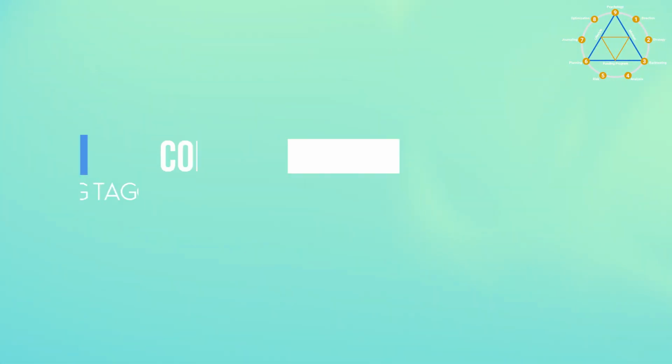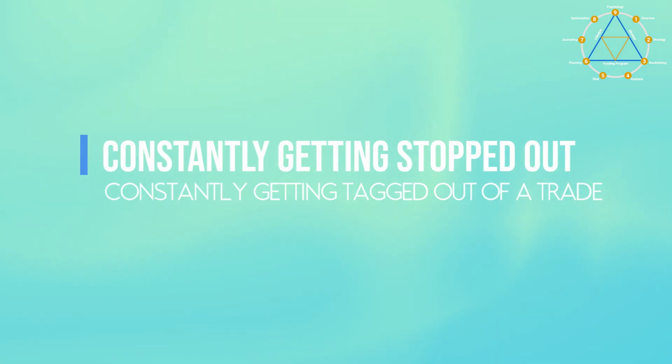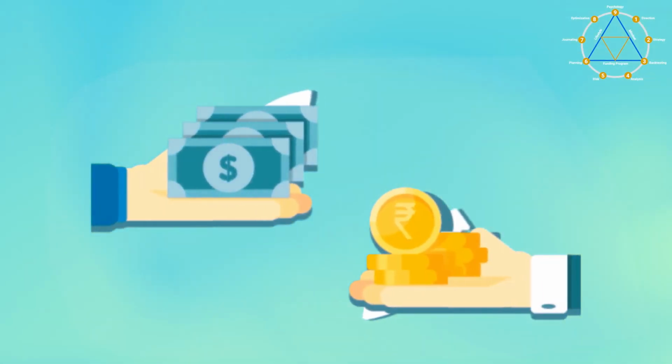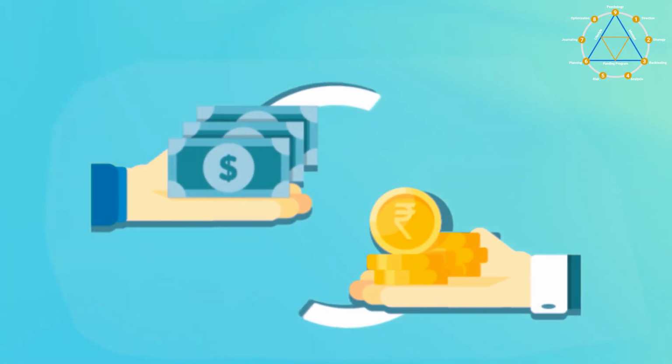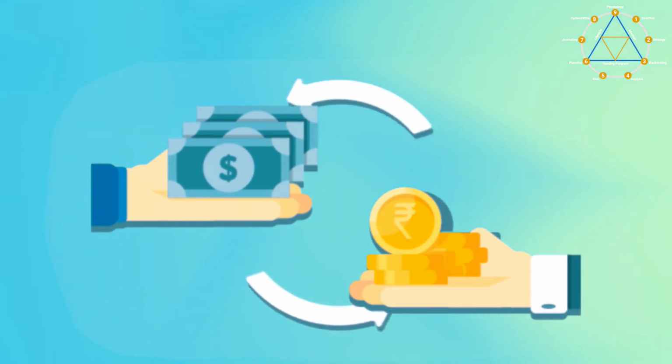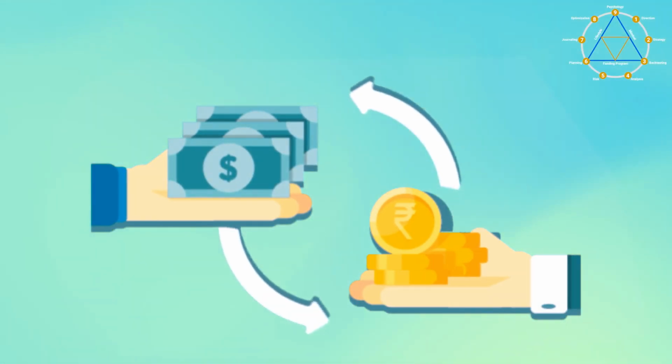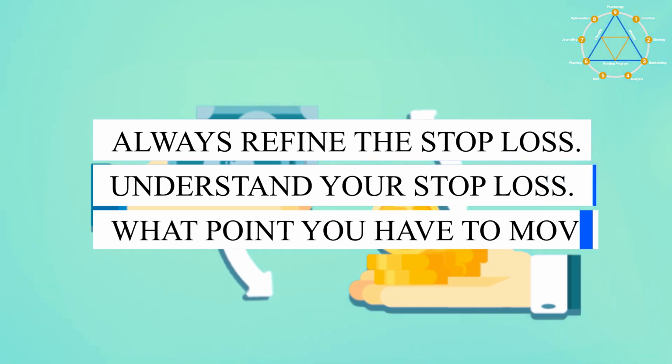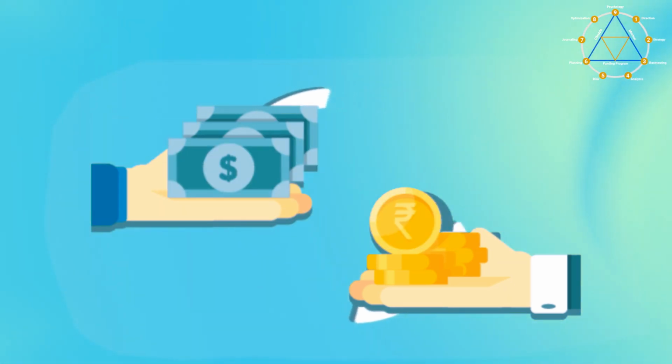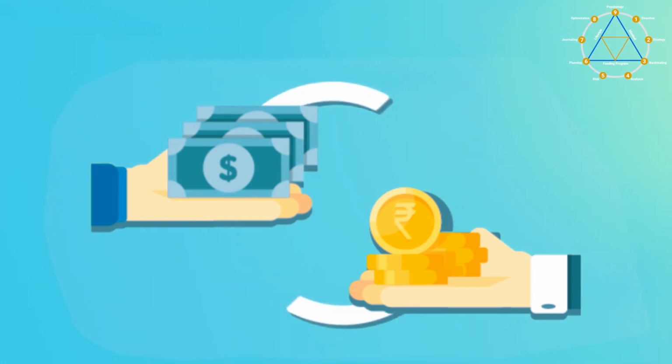So if you find that you're constantly getting tagged out of a trade because you've moved your stop loss and then it goes in your favor significantly, you're leaving money on the table. You're missing out on those profits big time. So you need to really always refine the stop loss. You need to understand your stop loss and at what point you actually move it or not move it. You need to know this information.